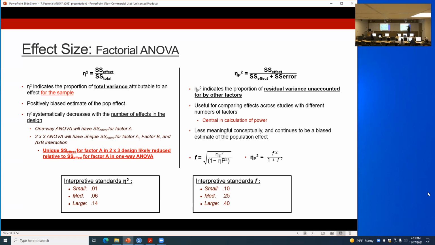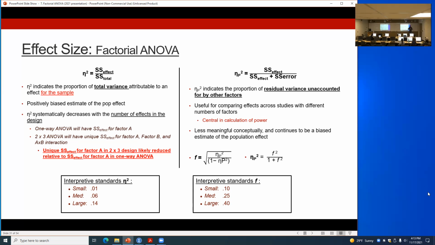And what's nice about this is, one, it's central for the calculation of power. We'll use that to calculate F statistics, not big F statistics, small f statistics. But what it does is it lets us calculate power. And it provides a more comparable effect across different studies.